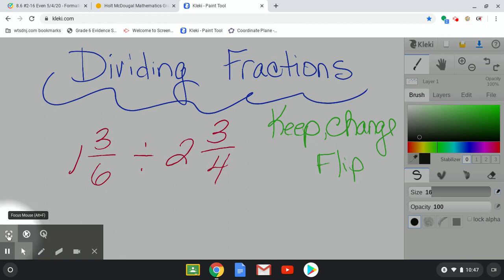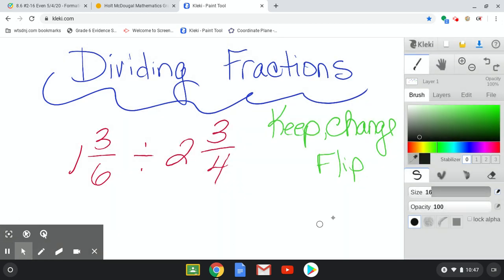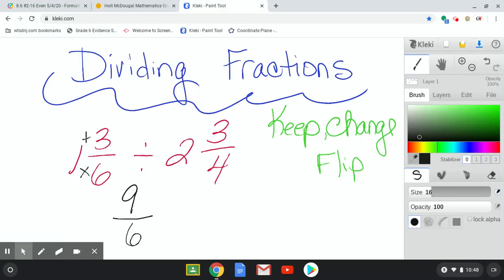All right, if you notice the problem I currently have here, I have mixed numbers. The first thing I want to do is change those into improper fractions. So I'm going to take my denominator, multiply it by my whole number, and then add in my numerator. So 6 times 1 is 6, and then 6 plus 3 is 9. And then I'm going to keep my denominator the same.